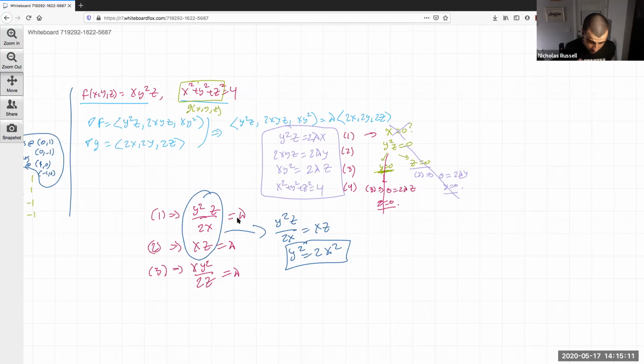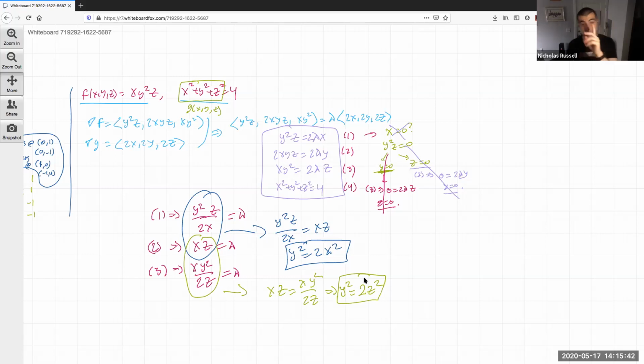Now what I could do is the same exact thing down here. This gives me that xz is equal to xy squared over 2z. Again, I could cancel out the x's and multiply across, and this gives me that y squared is equal to 2z squared. So now, what does this give me? This gives me my relationship between x and y and x and z. And why am I leaving it like this?